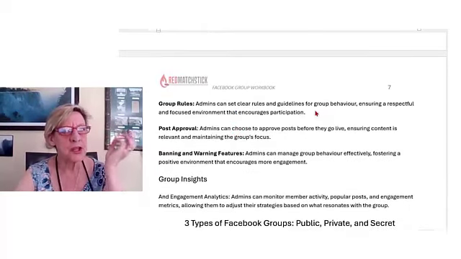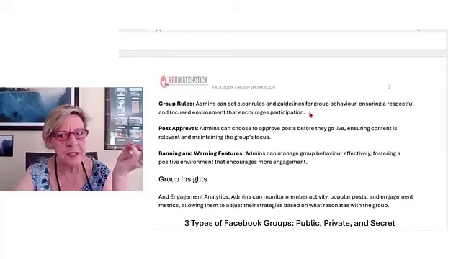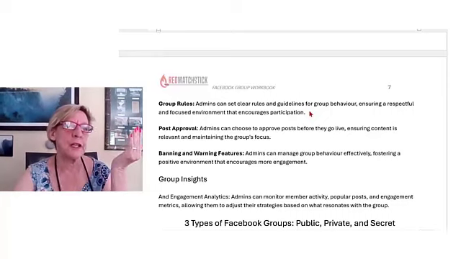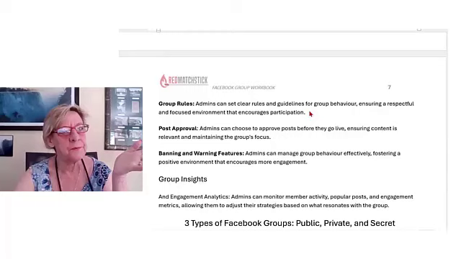Group rules, I'm going to show you in a minute when we give you the setup steps, how you can set up the group rules. They have standard rules. I like to change the wording a bit. You can click on it and edit it.